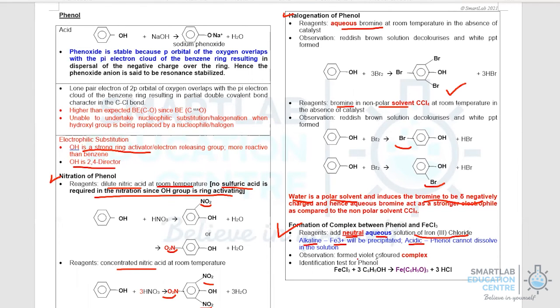In using that, you will actually obtain a violet colored complex as observed here, and that will be the identification test for phenol.